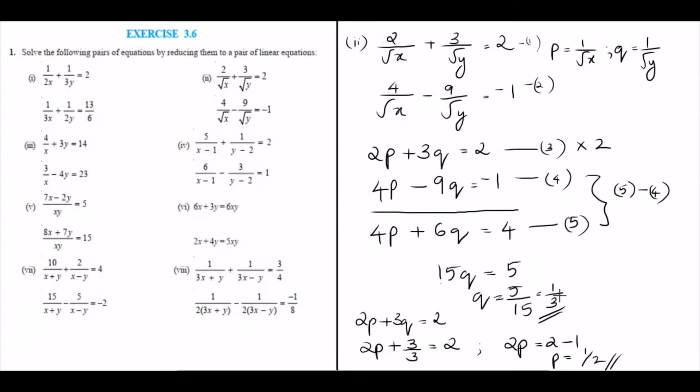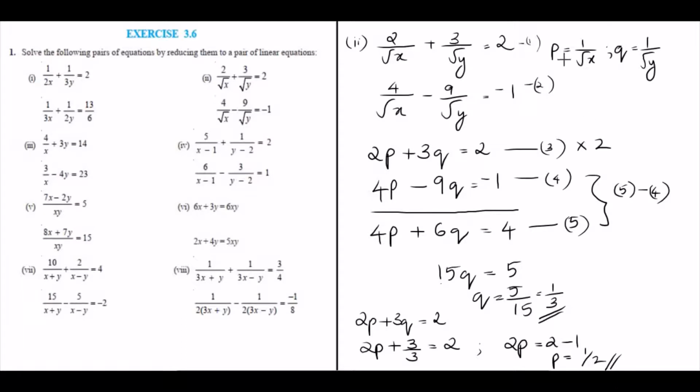And when you substitute this value of q in any one of these equations, you get the value of p. I have taken the third equation, 2p plus 3q is equal to 2. And in place of q, I have given the value 1 by 3. So I'll get 2p is equal to 2 minus 1, that is p is equal to 1 by 2. So the value of q is 1 by 3 and the value of p is 1 by 2.